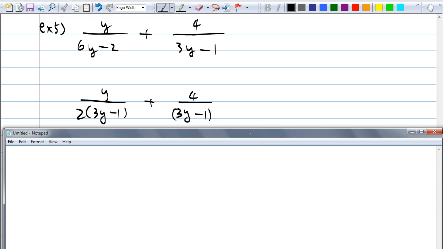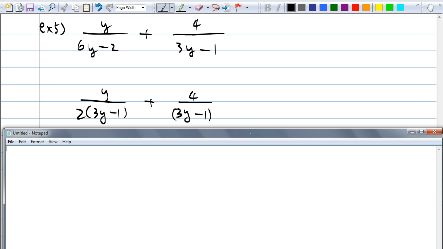Now that we've factored our denominator, do you see what our LCD will be? Now that we factored the denominator, it's easy to see. It's going to be 2 times 3y minus 1. Correct? So all we have to do is multiply the second fraction by 2 over 2. Then you would have a common denominator. Go ahead, everybody try. I'll wait.